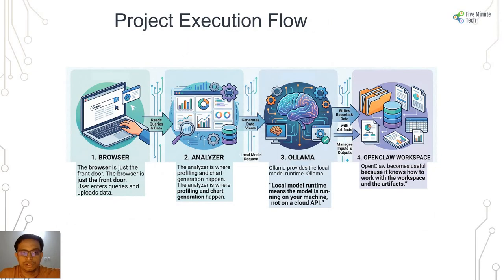Execution flow: first we will have the browser where we will upload the CSV file, and we will have the output generated by the OpenClaw as an artifact. The analyzer is where the profiling and chart generation will be performed. Ollama provides the local model runtime, the local LLM, whereas the OpenClaw workspace becomes useful because it knows how to work with the workspace and the artifacts which are generated.